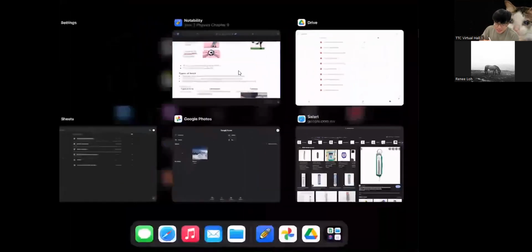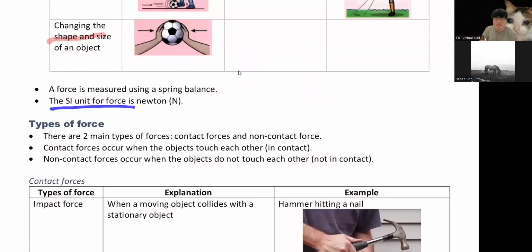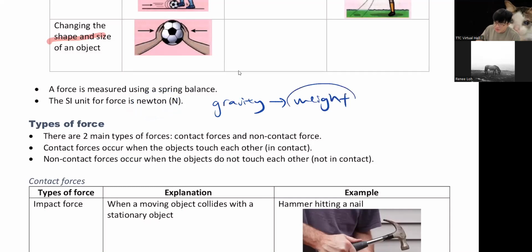Okay, so and then the SI unit for force is Newton. Why? You might say, sir, isn't Newton the guy who found gravity? Yes, he is. Okay, Newton 知道哦，他找到地心引力的。Because Newton, he found gravity, right? Gravity causes something called weight, right? Okay, weight 就是重量。Weight is a force. Okay, weight is a force.